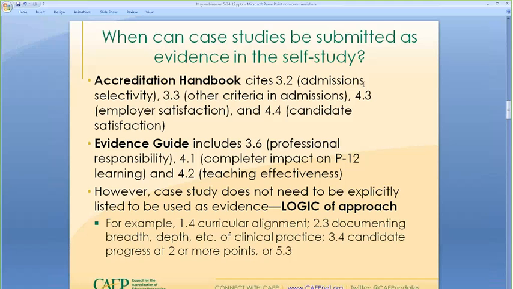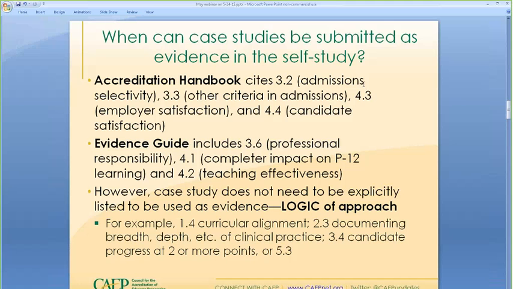And it talks about, and they also suggested that 3.4 is where you need to talk about your candidate progress at 2 or more points, and that case studies would be an effective way for you to do that as well, by looking at a number of candidates across different progress points over time and how they developed their skills in effective teaching.